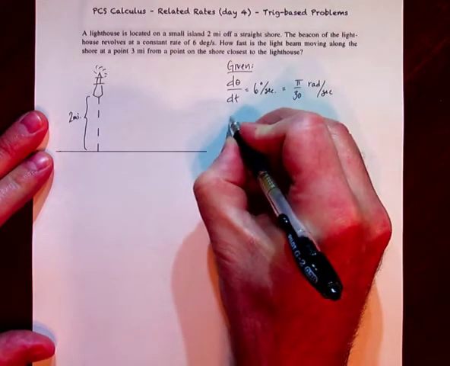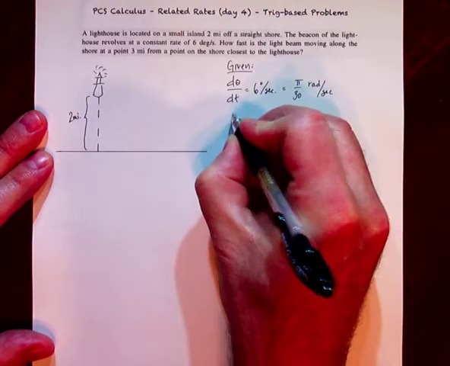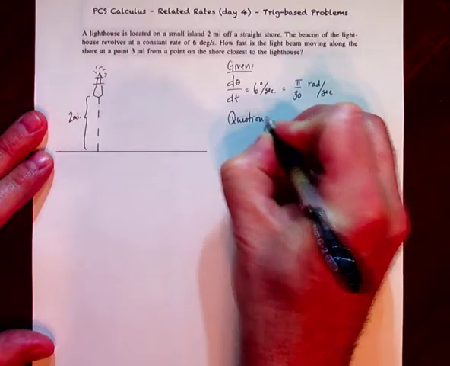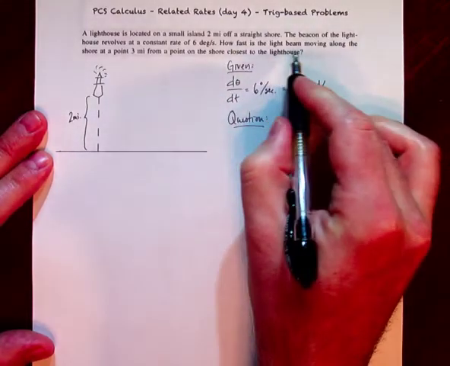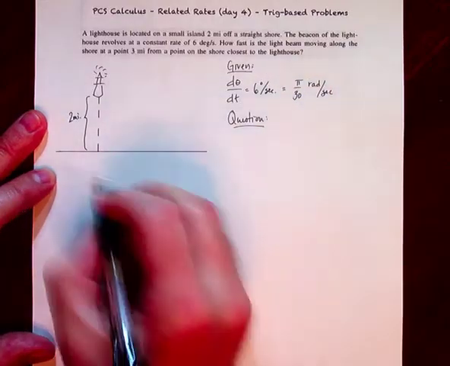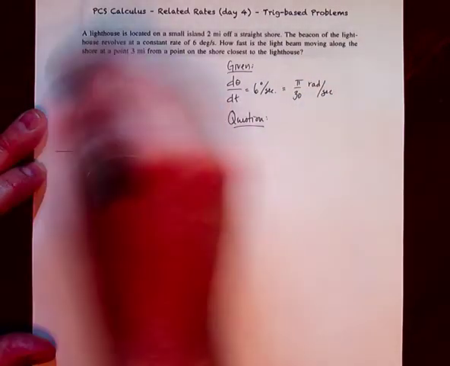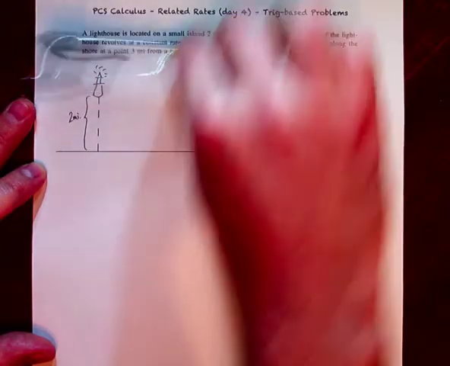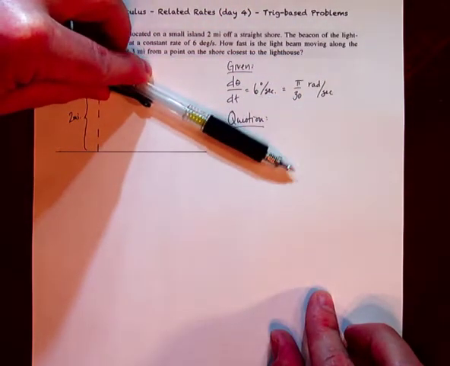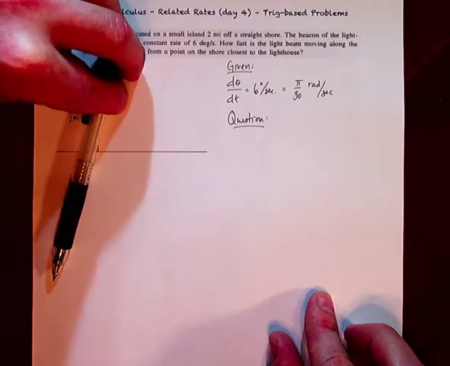Now, my question is, how fast is the beam of light moving along the shore? So here, basically, as it spins around, it comes around, and the beam of light will hit the shoreline and will sweep across, right?